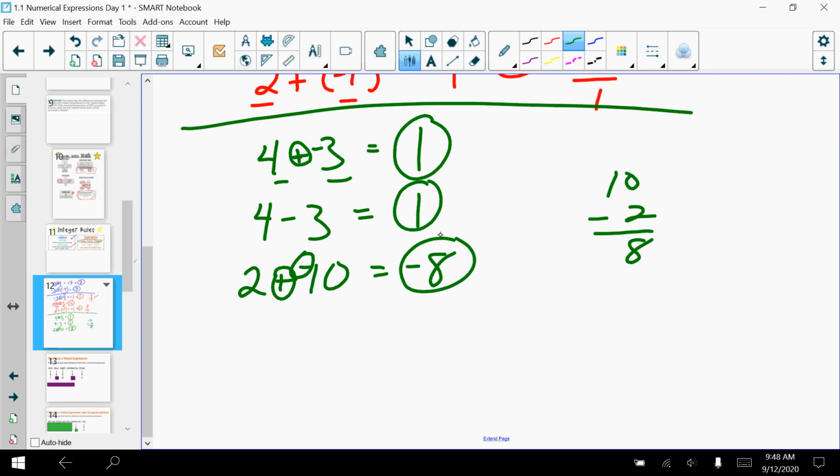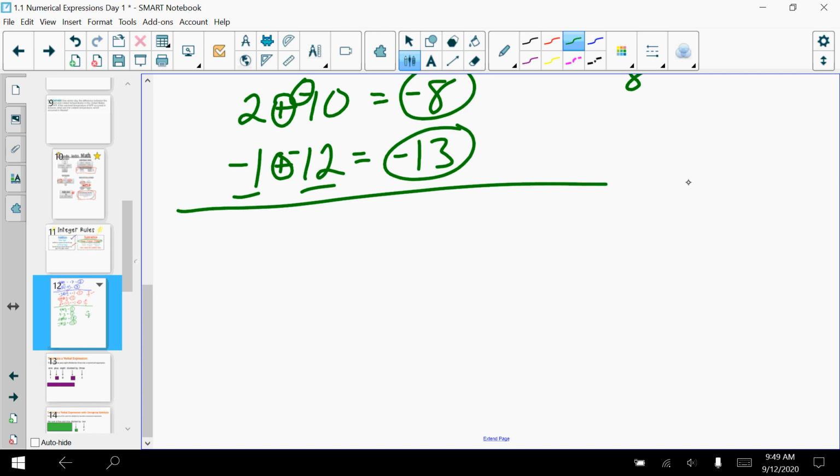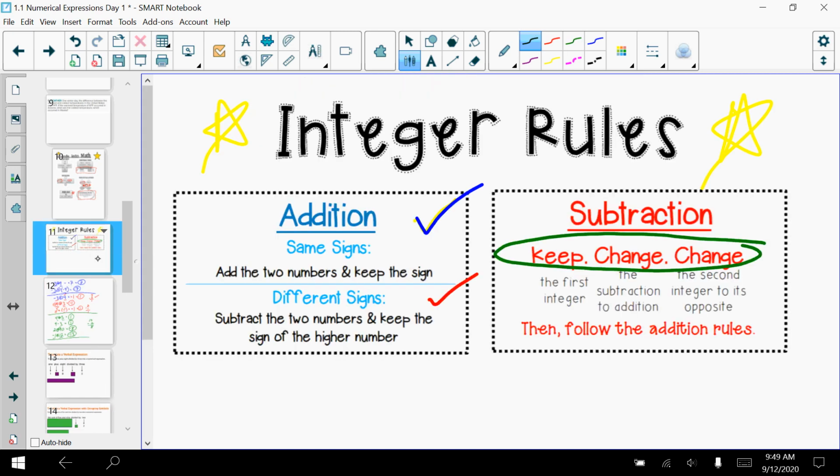All right, I've been putting positives for the first number, so let's check out what happens if it's a negative as the first. It's the same property. Plus and negative turns it into addition because they're both the same sign now. You can add them, keep the sign the same. 1 plus 12 is 13. Since they're both negative, your answer is negative 13. And that's it.